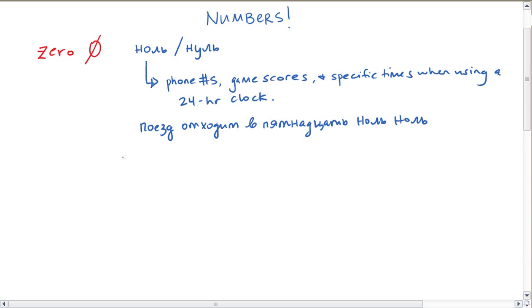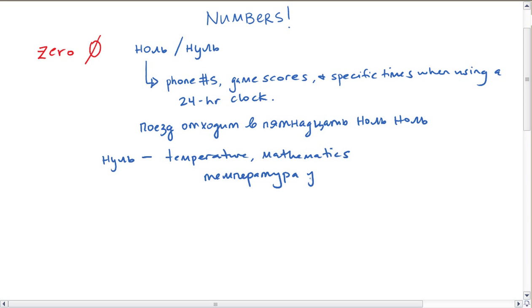And then we use nul for temperature and mathematics. Температура упала ниже нуля. So the temperature fell below 0.